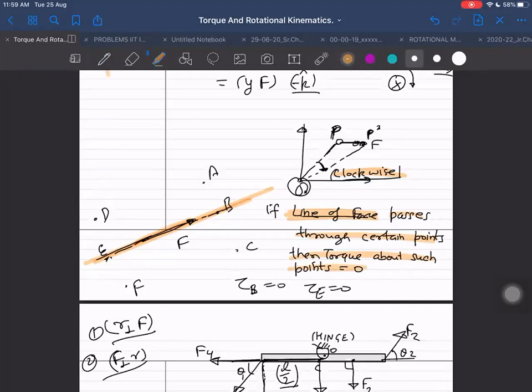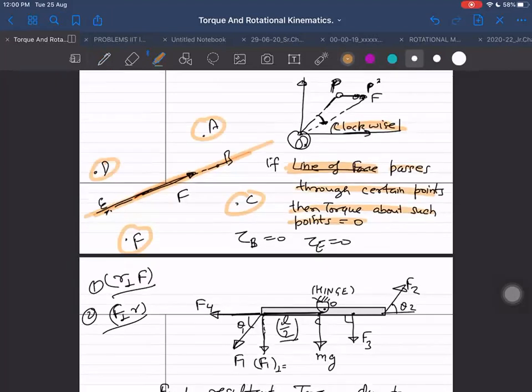Now, another question I asked: about which points is the torque clockwise, and about which points is the torque anti-clockwise? That also you have to tell. How to tell that? E and F.